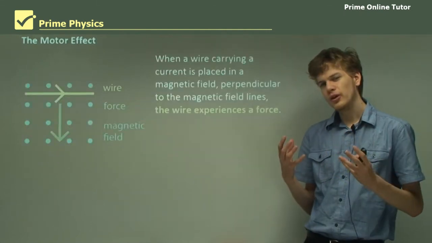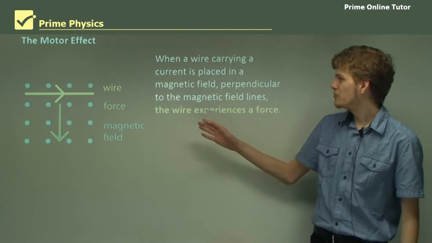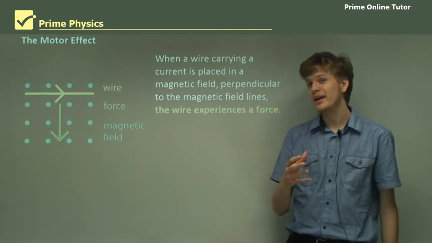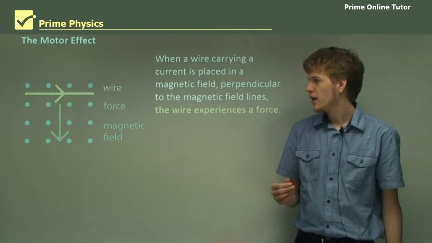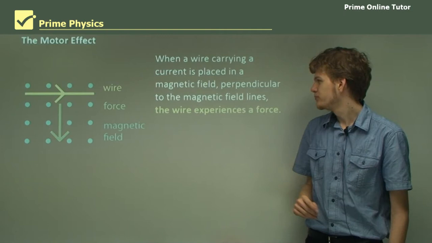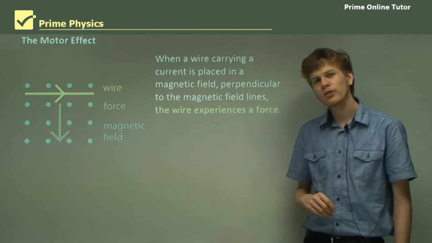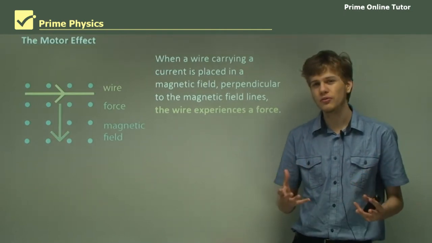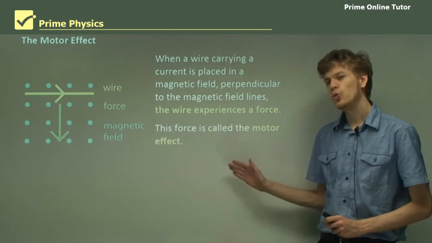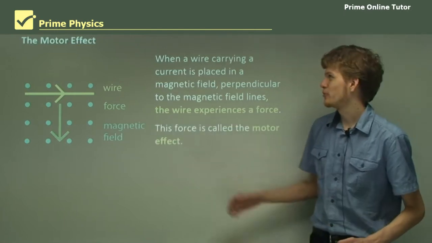So the cause for this is because when we have a wire inside a magnetic field and that wire is carrying a current, then that wire will experience a force, right? So we'll be learning about the strength and the direction of this force later on. The force is called the motor effect. That's what all the fuss is about.